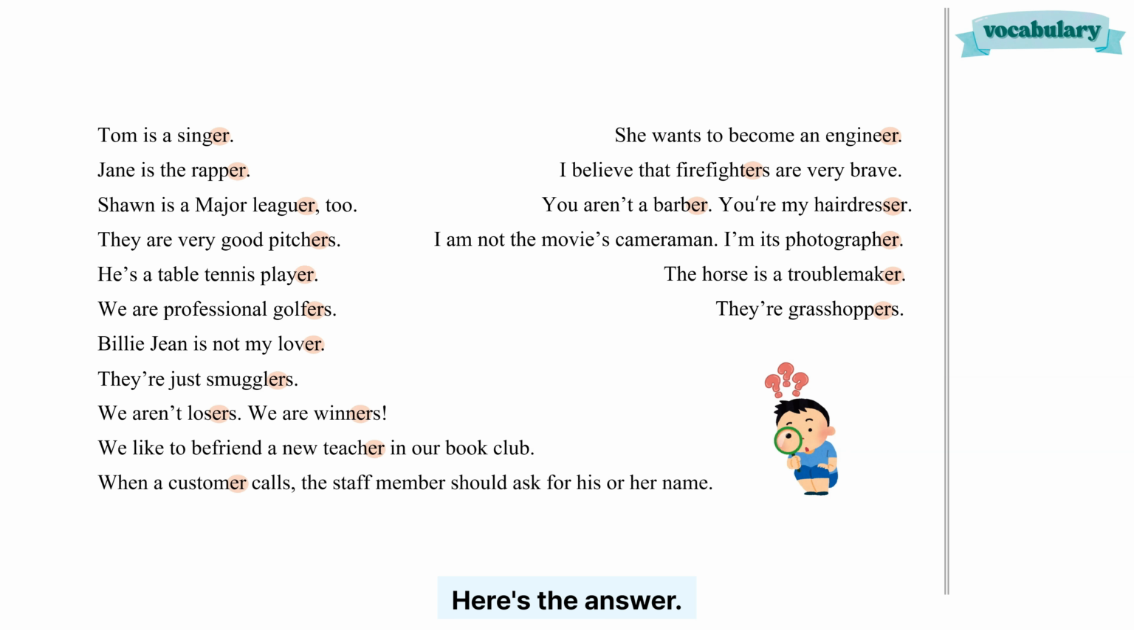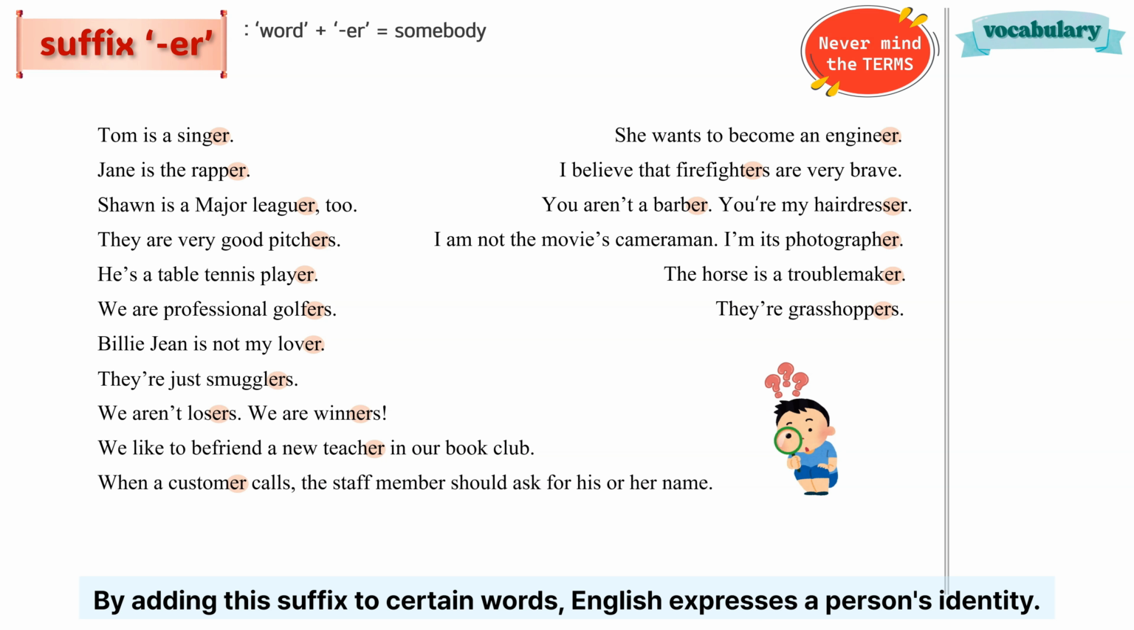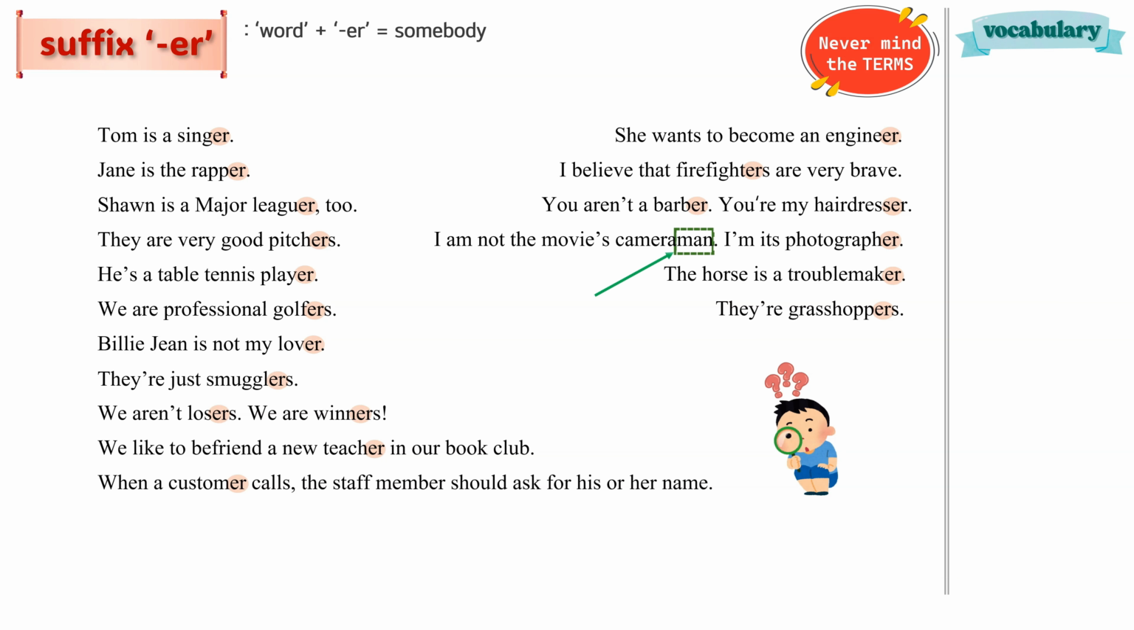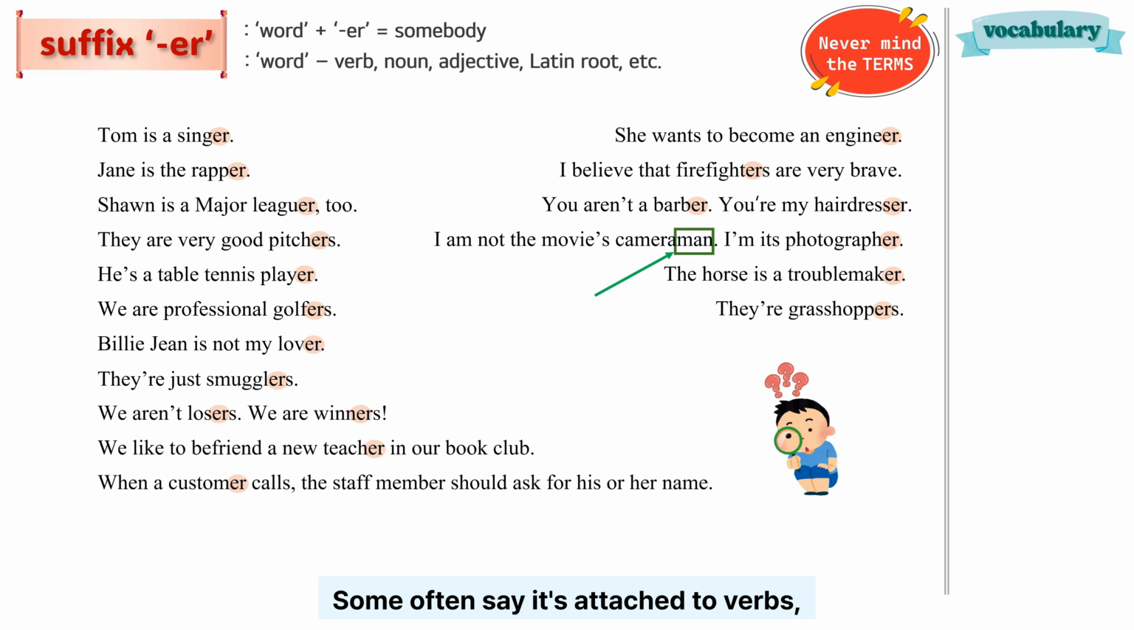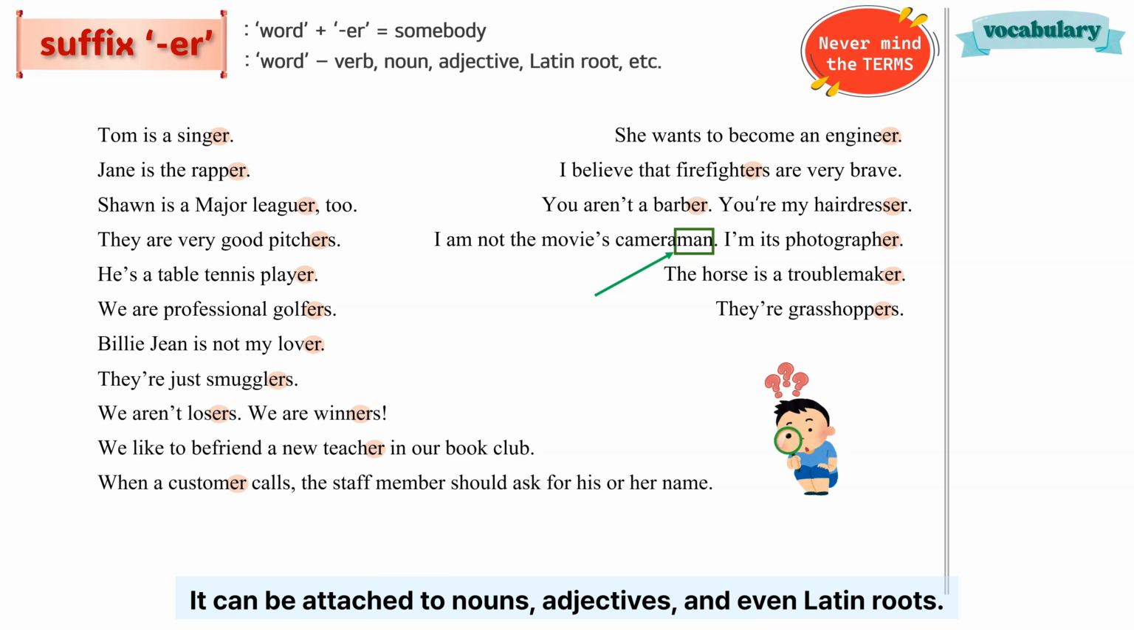Here's the answer. They all use the same suffix er. By adding this suffix to certain words, English expresses a person's identity. Of course, there are exceptions, such as cameraman. Some often say it's attached to verbs. But that is not really accurate. It can be attached to nouns, adjectives, and even Latin roots.